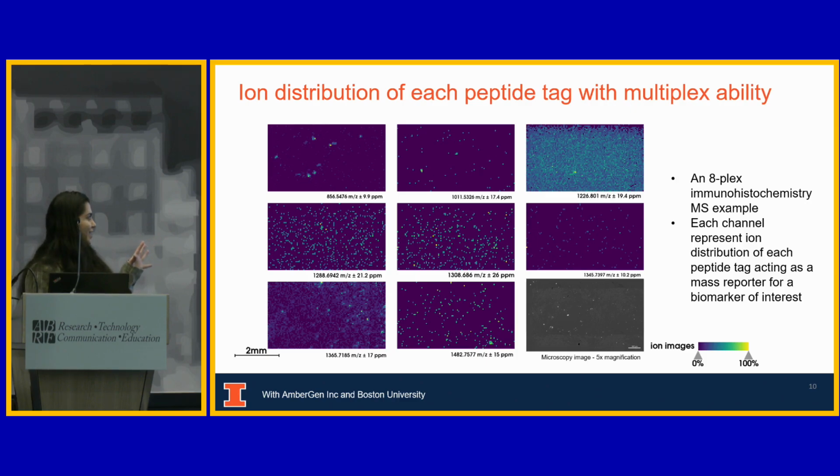And what are you looking at? I like to not assume that people know what they're looking at. So each channel here represents an ion distribution of each of the peptide tags acting as a mass reporter for a biomarker of interest. This is a very low objective or low resolution image, which doesn't really matter for our purposes, but these are basically single cells, and you can see distinct spatial distribution of these mass reporters.